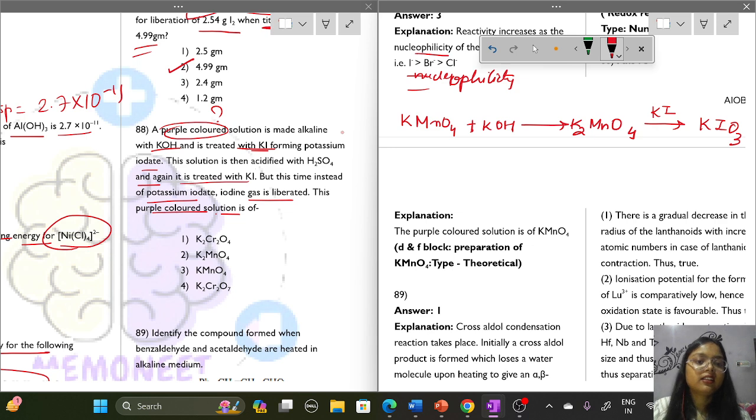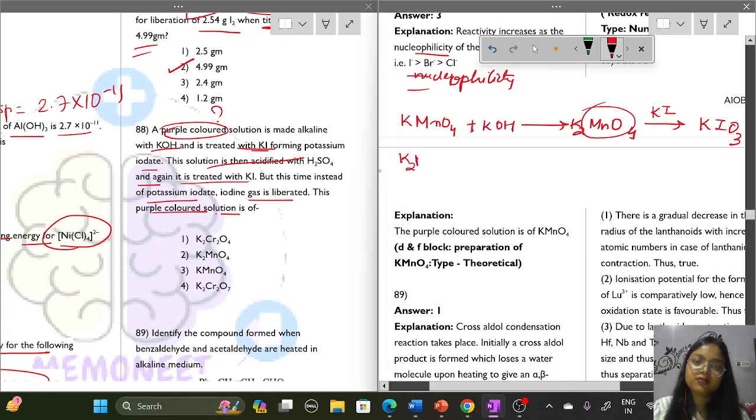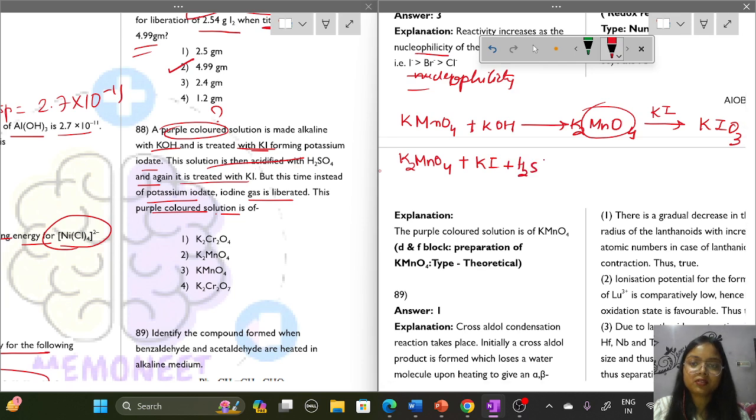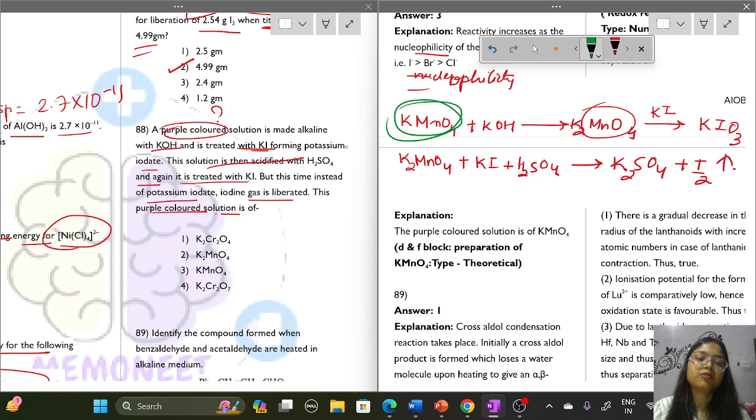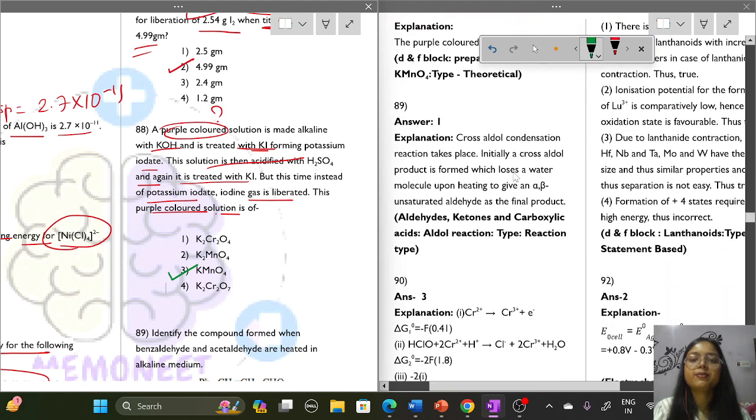The solution is acidified with H2SO4. So this solution is acidified with H2SO4, and the products will be K2SO4 and I2. I2 is released. So the purple colored solution here is KMnO4, potassium permanganate. Option number 3 will be the correct option. This is the practical type question you can solve.